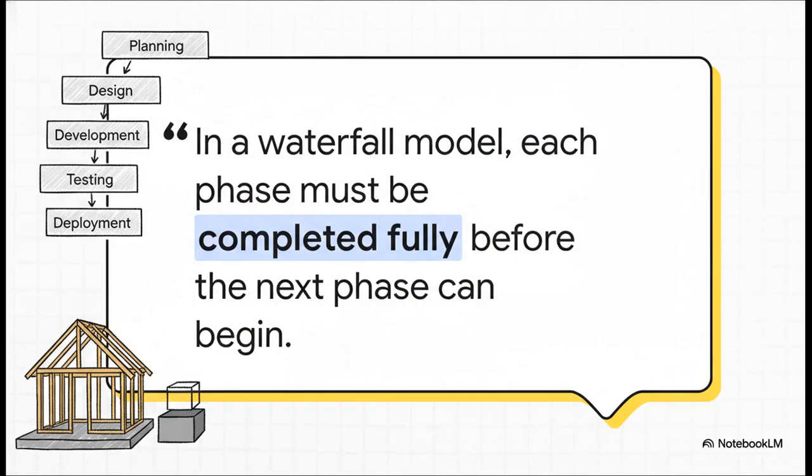The waterfall model is the old-school, traditional way of doing things. Just like the quote says, you have to completely finish one phase before you can even think about starting the next one. It's just like building that house we talked about. You pour the whole foundation, then you build all the walls, then you add the roof. You can't skip ahead, and you definitely can't go back.